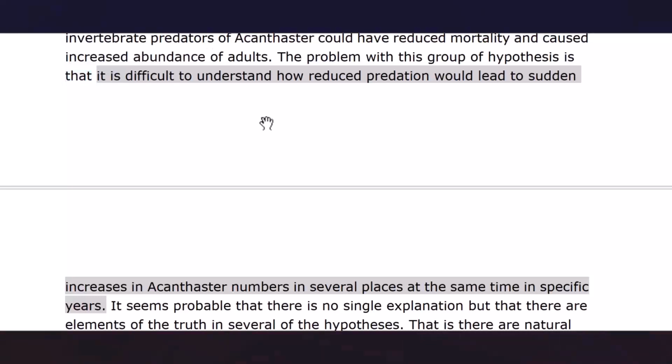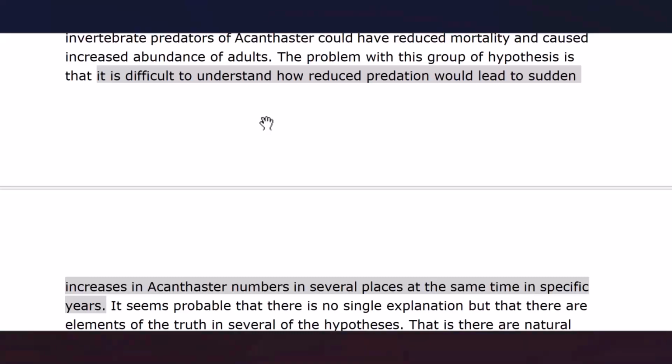The author in this sentence states that it's difficult for predator removal hypotheses to explain the sudden increase in the number of Acanthasters in different locations, different detached locations simultaneously.